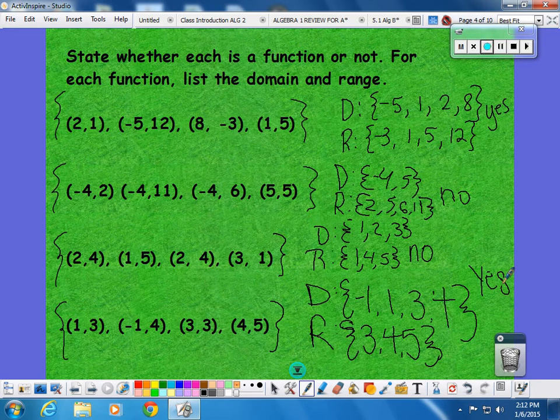All right, so the domain is -1, 1, 3, and 4, the range is 3, 4, and 5, the range is repeated. But that's okay, right? It's a function, but it's not what kind of function? One-to-one. It is still a function. All right, does anybody have a question about any of those? Is that good?